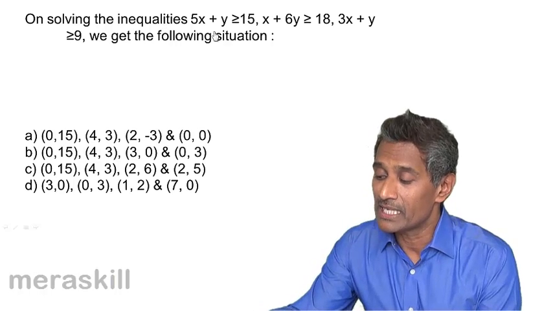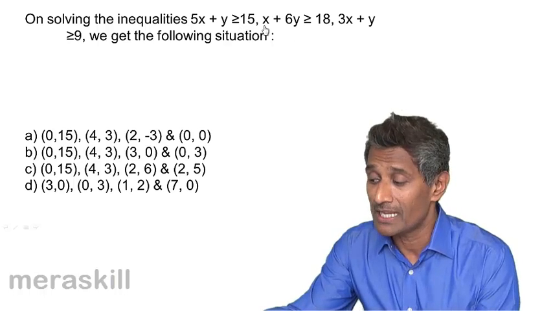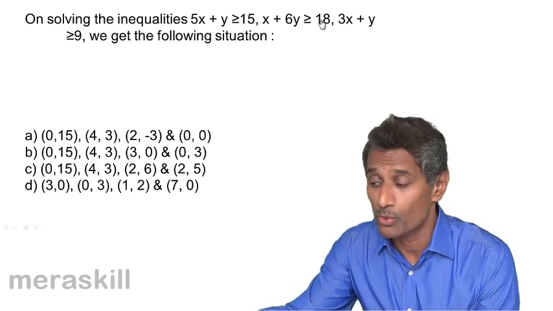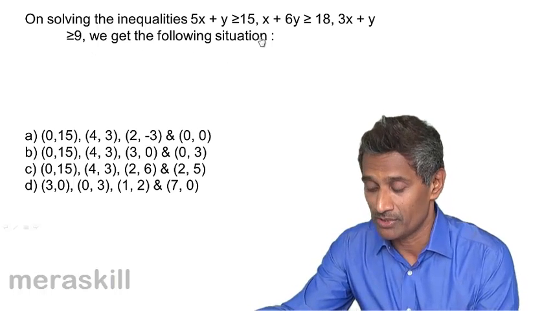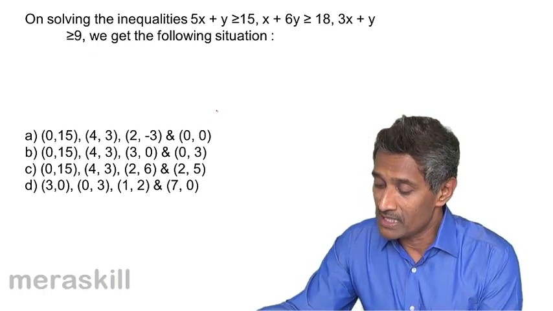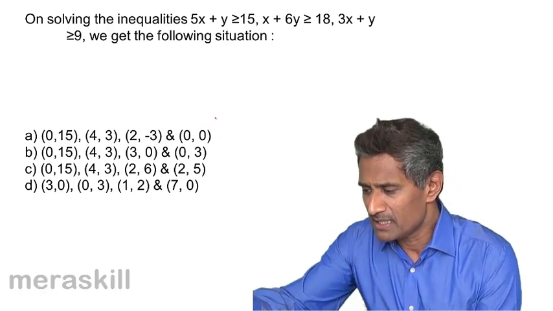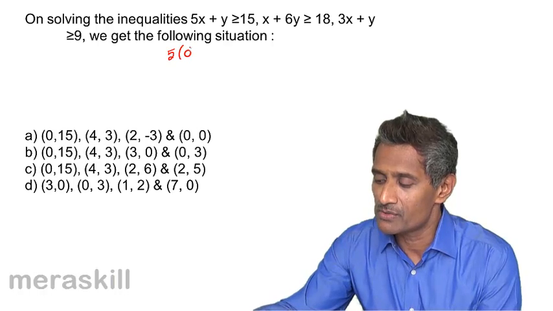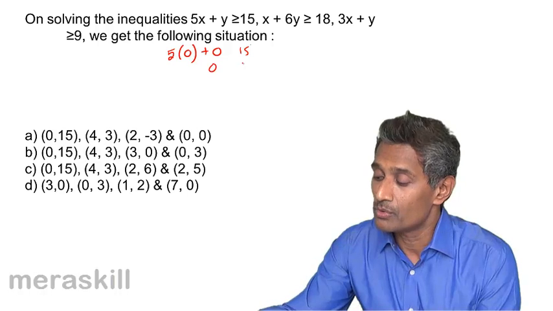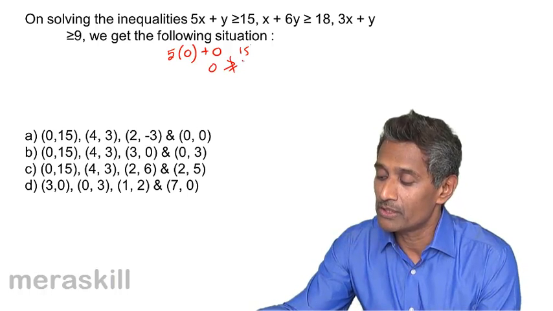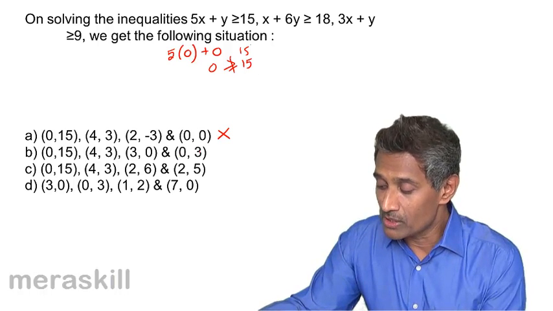On solving the inequalities, 5x plus y is greater than or equal to 15, x plus 6y is greater than or equal to 18, 3x plus y is greater than or equal to 9. We get the following situations. Now, obviously, this makes no sense because there are 2 zeros over here. Let's substitute over here: 5 into 0 plus 0, and we have 0, which is obviously not greater than or equal to 15. So this is out.